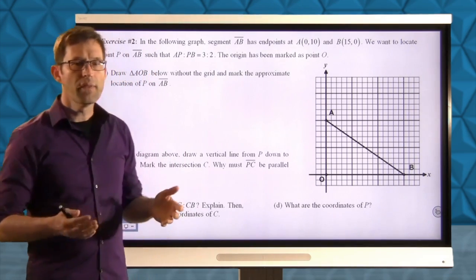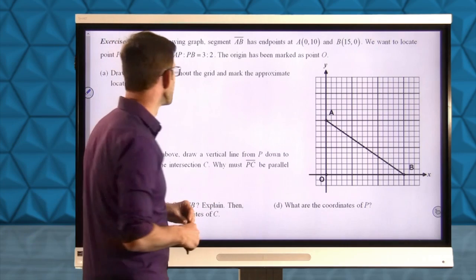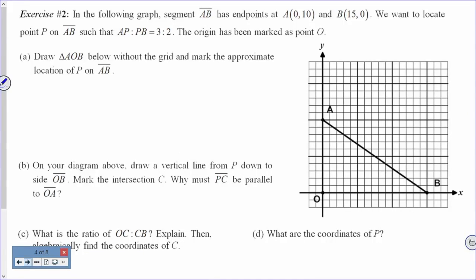All right, in this situation, let's take a look at exercise 2. In the following graph, segment AB has endpoints at A (0, 10) and B (15, 0). We want to locate point P on AB such that AP to PB is 3 to 2.